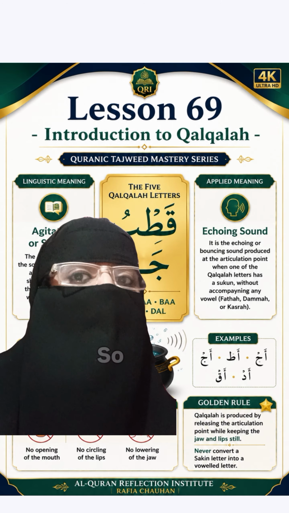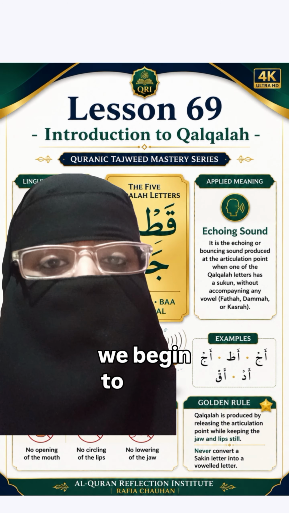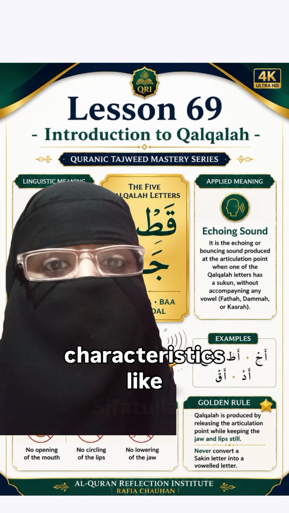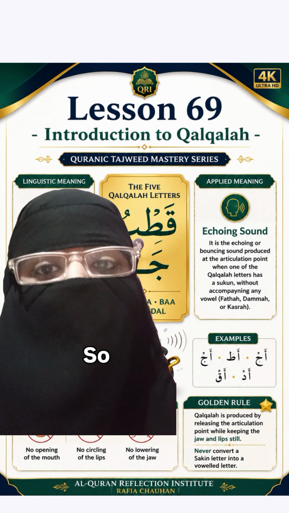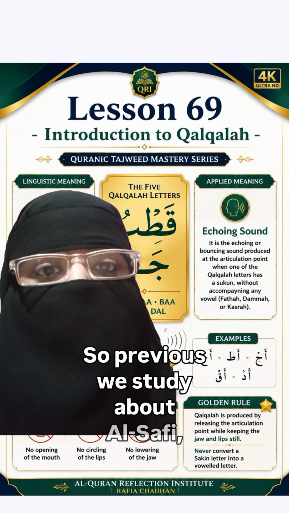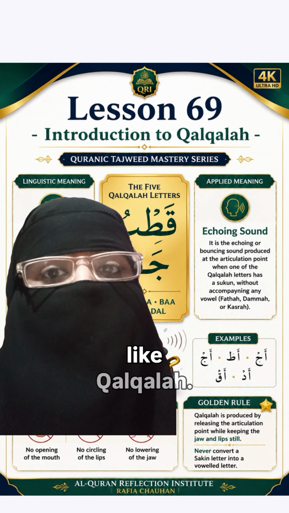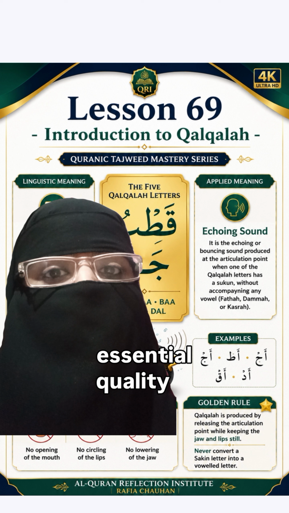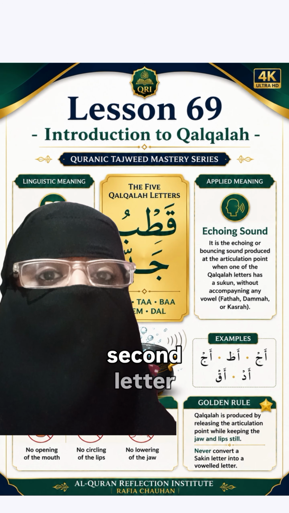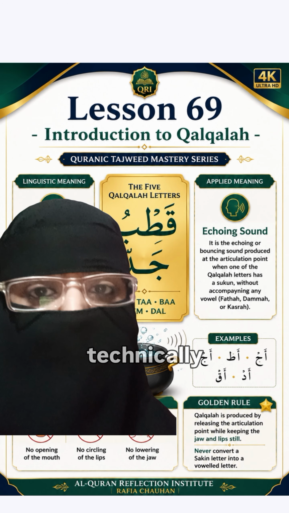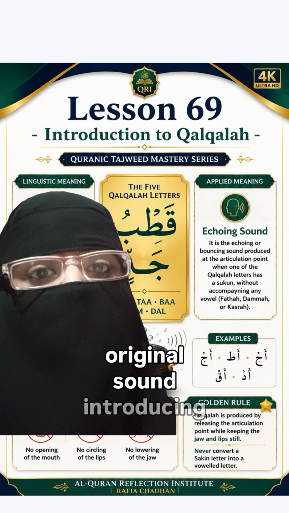Okay, so in our previous lesson we began to study the characteristics, like sifatul laha, like al safir. We studied al safir, the whistling sound, and today we will study the second characteristic, qalqala. Al qalqala is one of the most essential qualities in tajweed because it allows us to pronounce certain letters clearly, technically, without changing their original sound.